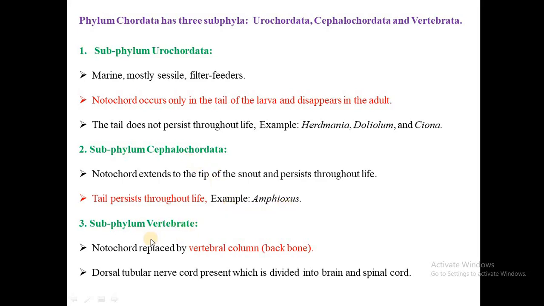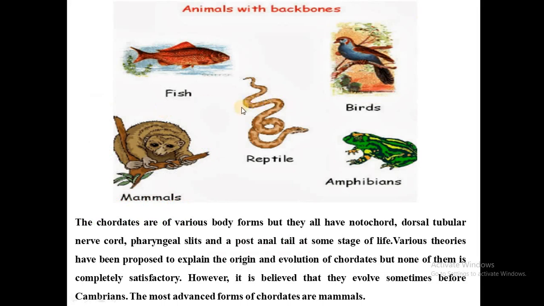Subphylum Vertebrata. It has the notochord replaced by the vertebral column, which we commonly call the backbone, and the dorsal tubular nerve cord is present, which is divided into brain and spinal cord. We will discuss Vertebrata, Cephalochordata and Urochordata in our next video. With this, I want to conclude that animals with backbones or vertebral columns include fishes, birds, reptiles, amphibians and mammals. The chordates are of various body forms, but they all have a notochord, dorsal tubular nerve cord, pharyngeal slits and a post-anal tail at some stage of life. This is very important to know.